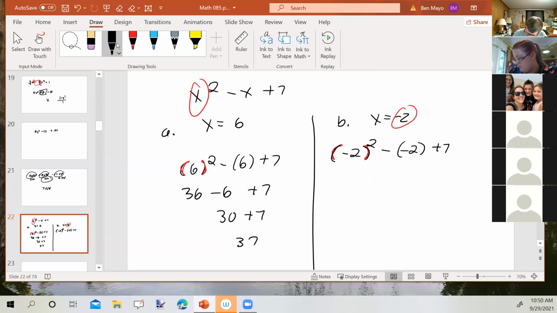So going back here, this is going to give us 4. So minus a -2 would be +2 plus 7, 6 plus 7, 13. Any questions about that one?